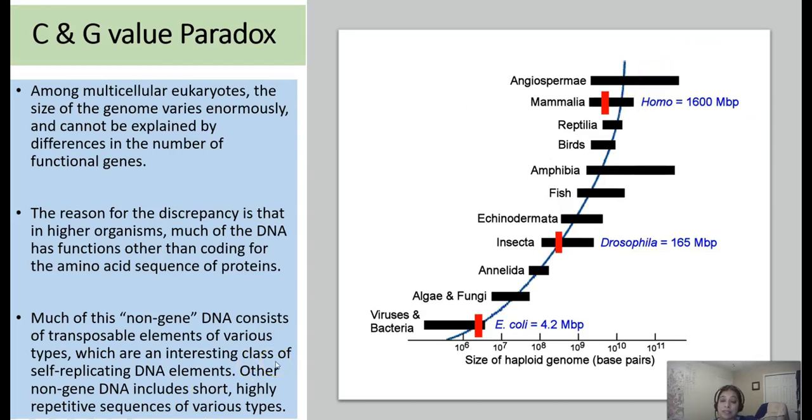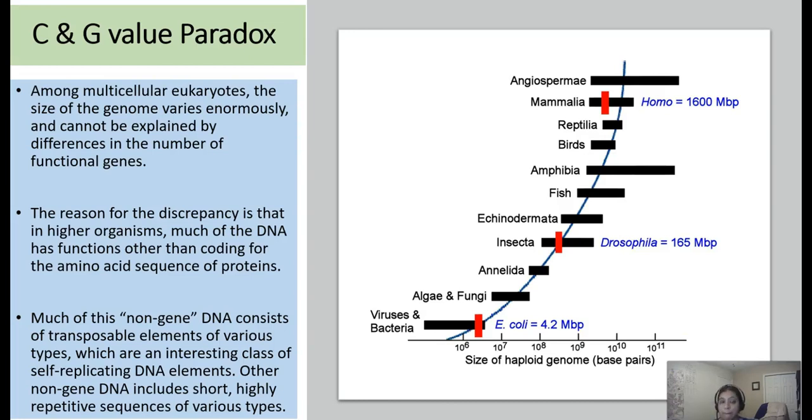So the reason for this discrepancy is that, especially in higher, more complex organisms, much of your DNA is not just coding for amino acids and proteins, but rather has other functions, whether they are regulatory functions, post-translational modifications, or just controlling the genome overall. They have other functions, and that's why they are there.